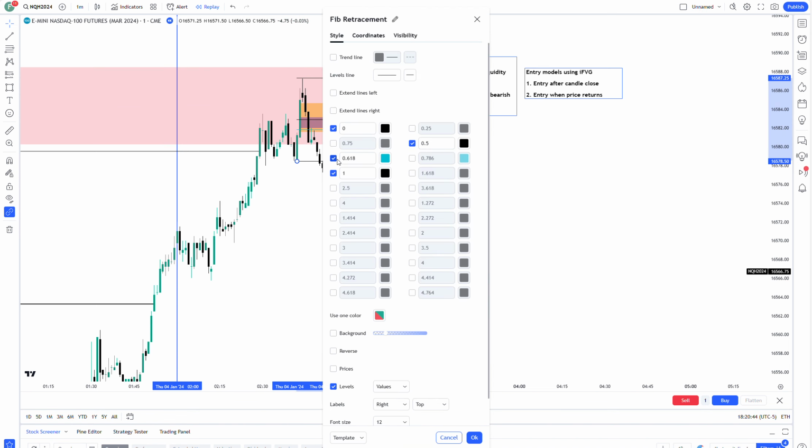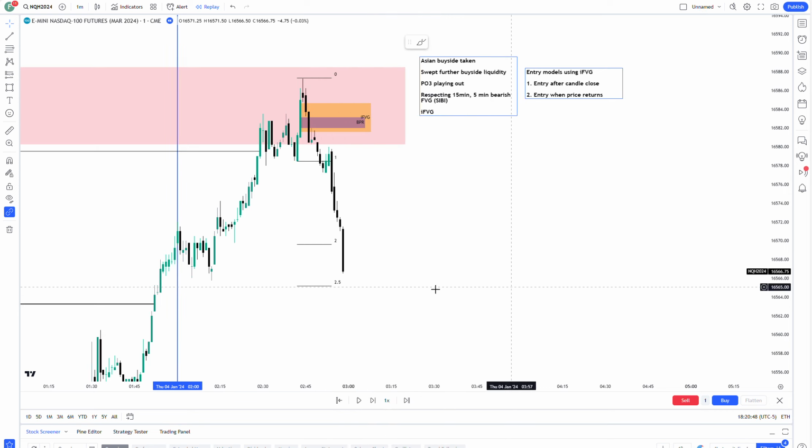People ask me all the time, 0, 1, 2, 2.5, easy. And you take profits between 2 and 2.5. So there's a swing low here, roughly. There's a fair value gap here. There's another swing low here. That's where you can take your profits.